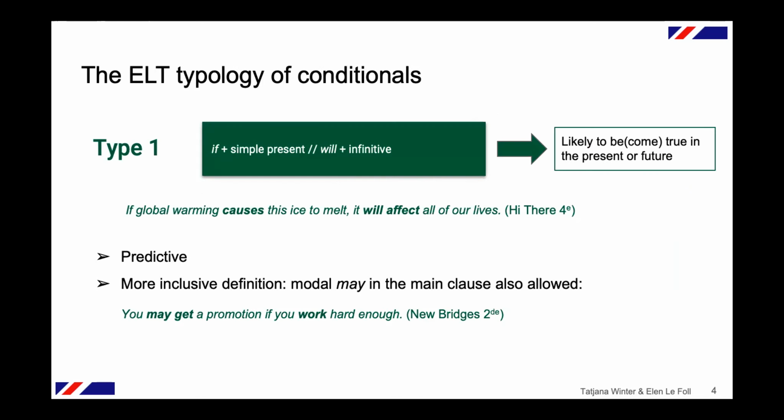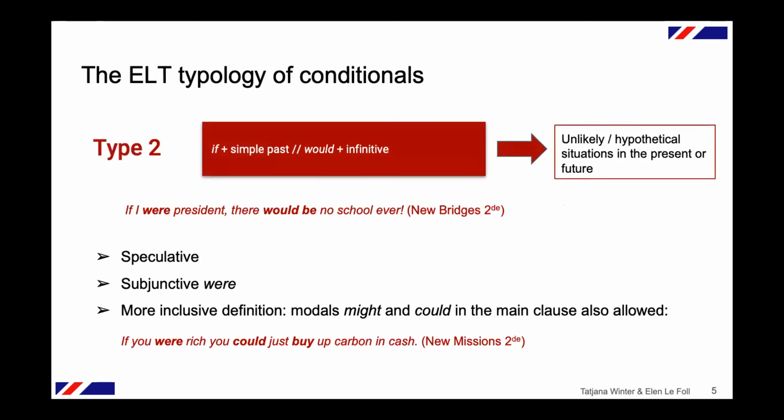So the traditional ELT typology of conditionals, I'm sure you're familiar with, very briefly. Type 1 is this present simple plus will infinitive and refers to situations that are likely to become true in the future or in the present. It's a predictive function. Then we have type 2, which corresponds to the example that we had in our title slide. If I were president, there would be no school ever. So this is a more unlikely hypothetical situation.